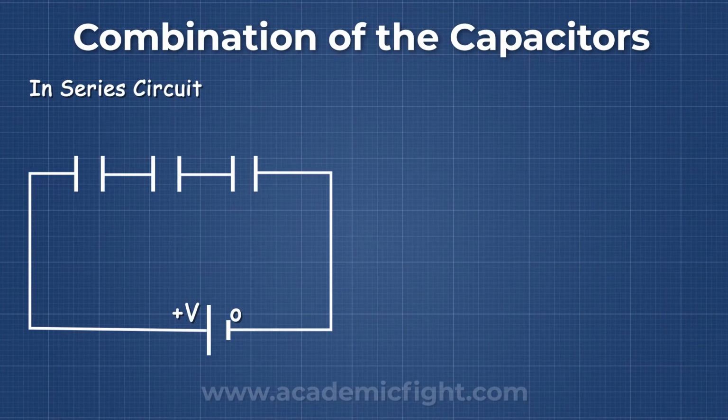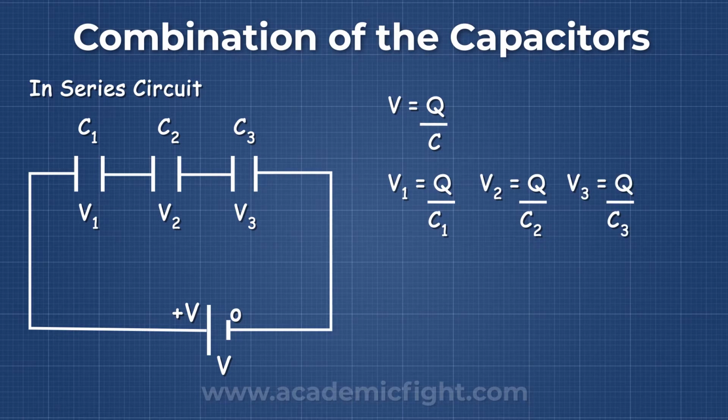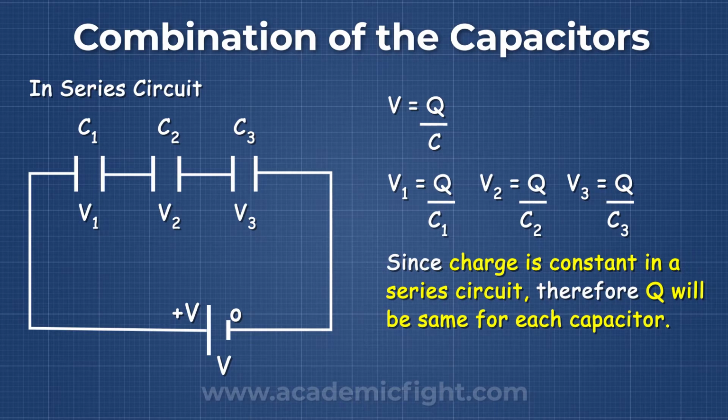Let's say 3 capacitors of capacitance C are connected in the series circuit to a voltage source V. Each capacitance has the voltage V1, V2, and V3 respectively. We know that for capacitors, V is equal to Q by C. So, V1 is equal to Q by C1. V2 is equal to Q by C2. V3 is equal to Q by C3. Since charge is constant in a series circuit, therefore Q will be the same for each capacitor.